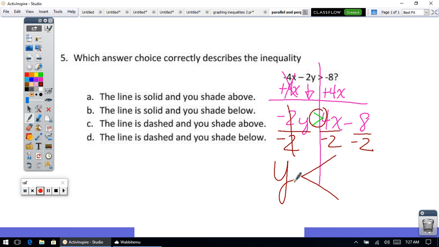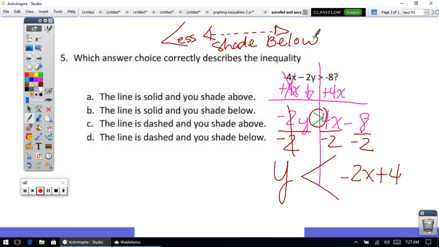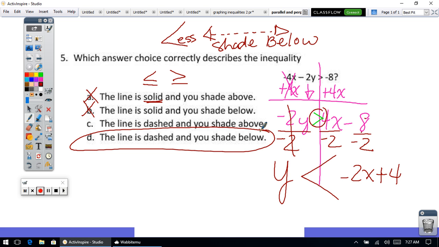As soon as I get to this part here, I can answer the question. Now, if you want me to clean this up, I can. 4 divided by 2 is negative 2x. A negative divided by a negative is going to be positive. Y is less than. A less than means you have a dashed line, and less than means you're going to shade below. So solid line, no, a solid line is going to have the equal sign with it. So we know it's not solid, and we said that we're shading below, so our answer is D. Again, you cannot do anything until you get y by itself.